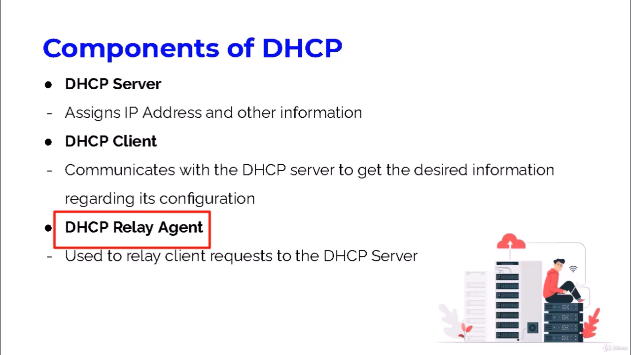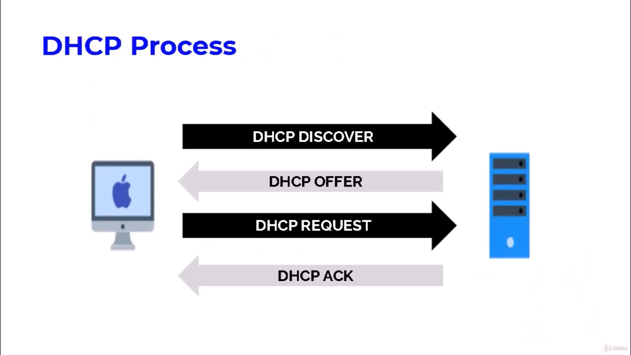It is used to relay client requests to the DHCP server. When is a relay agent required? This is required when the DHCP server is yet to assign the client an IP address. Without an IP address, a client cannot use IP routing on its own. A DHCP relay agent helps the client to communicate with the DHCP server when the client does not have an IP address. Let us understand the DHCP process.